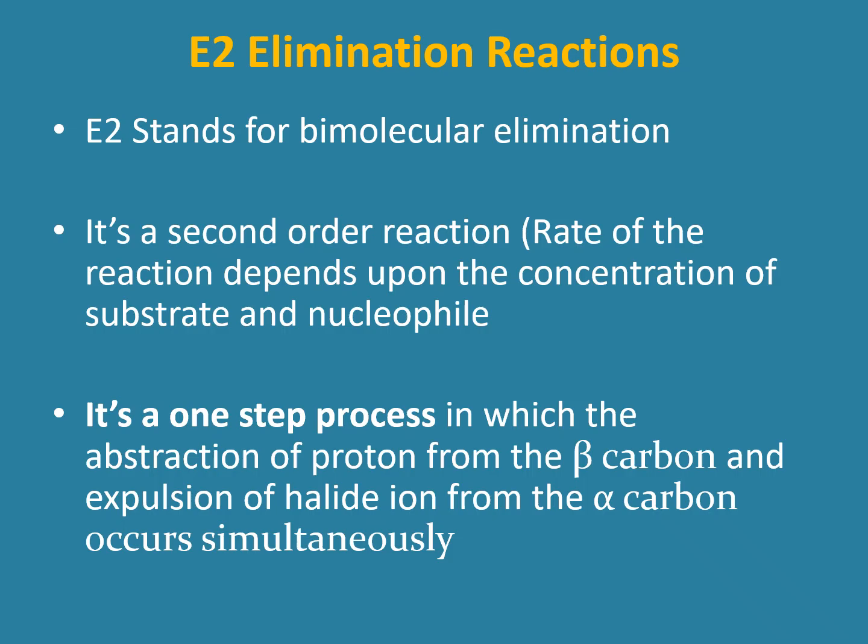and particularly if we take dehydrohalogenation, there is a removal of hydrogen halide. So hydrogen has to be removed and halogen has to be removed. And in E2 elimination reactions, it is a one-step process. That means the abstraction of the proton from the beta carbon atom by the base and the expulsion of the halide ion from the alpha carbon atom occurs simultaneously.